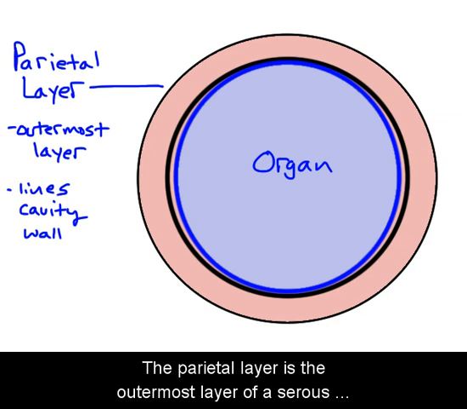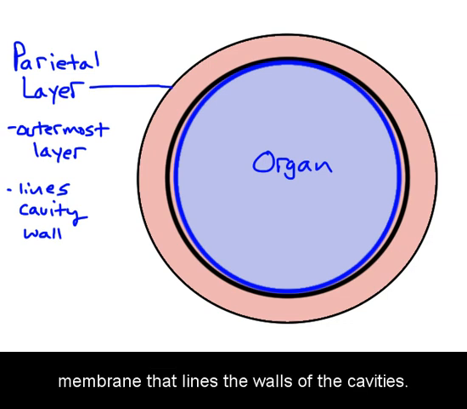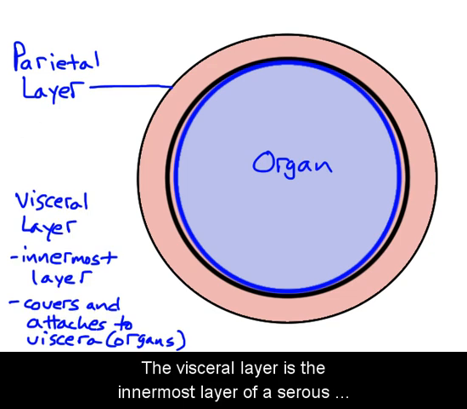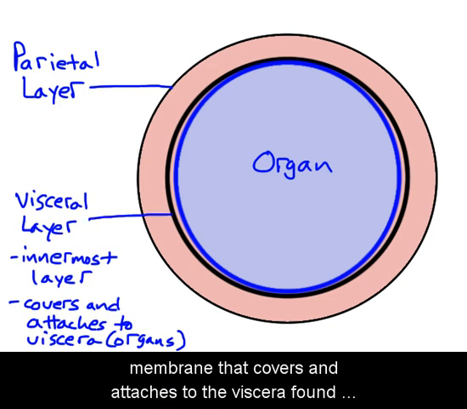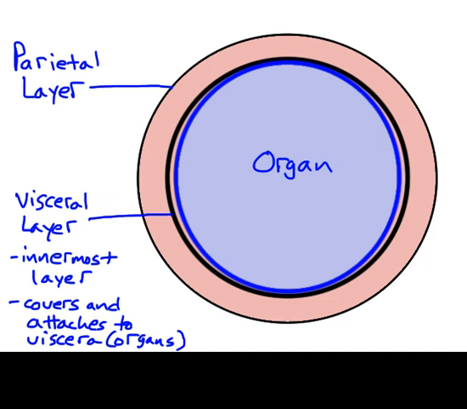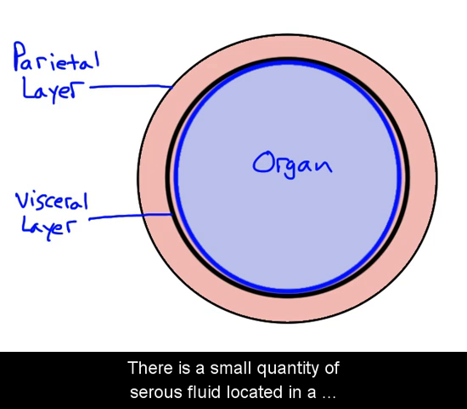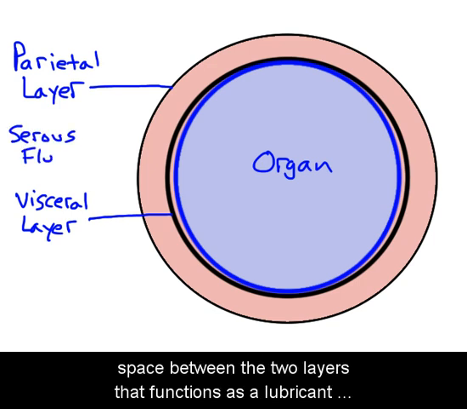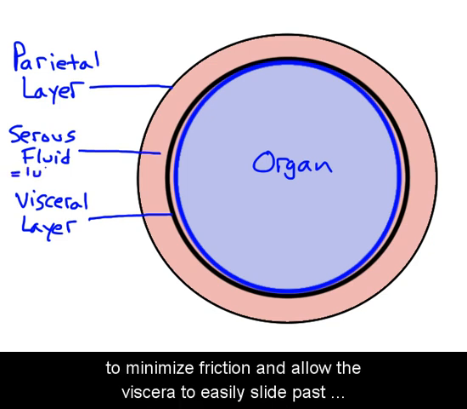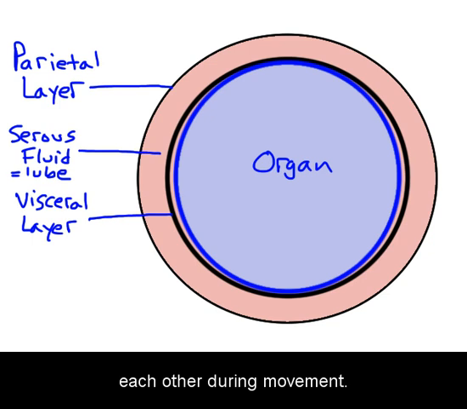The parietal layer is the outermost layer of a serous membrane that lines the walls of the cavities. The visceral layer is the innermost layer of a serous membrane that covers and attaches to the viscera found inside the cavities. There is a small quantity of serous fluid located in a space between the two layers that functions as a lubricant to minimize friction and allow the viscera to easily slide past each other during movement.